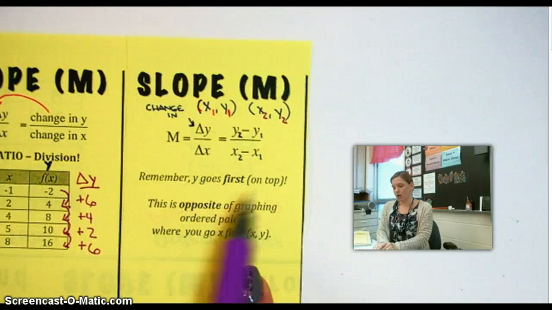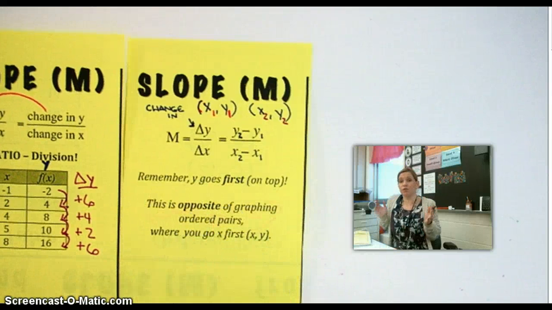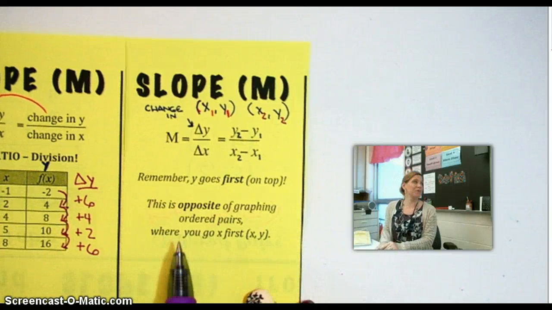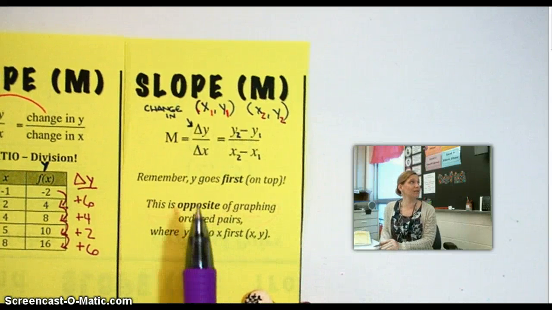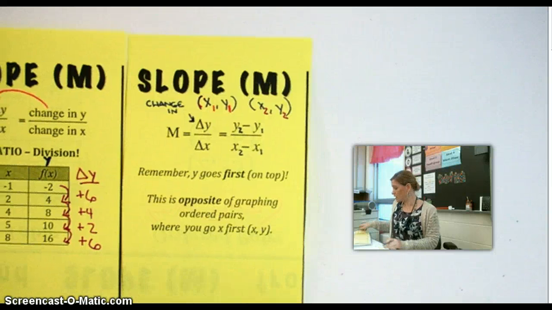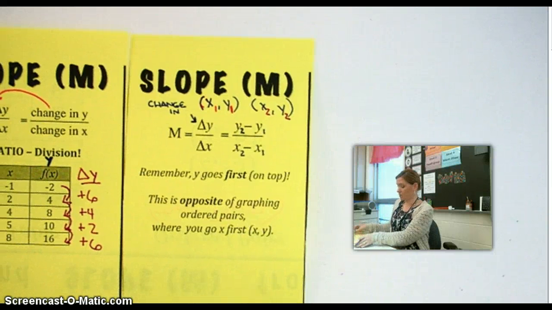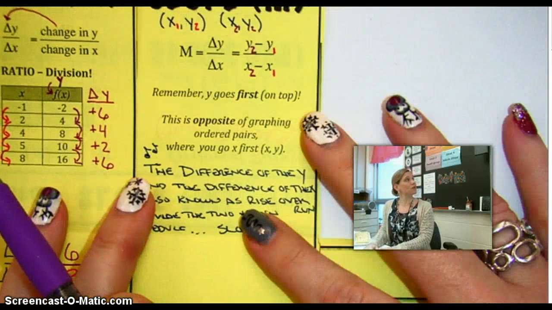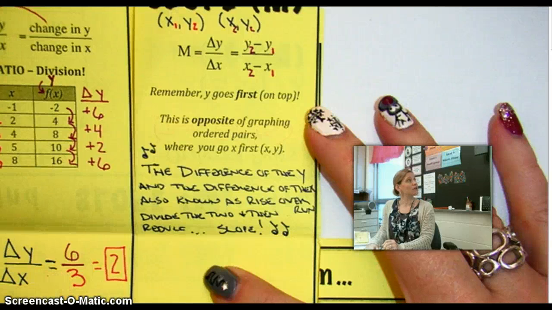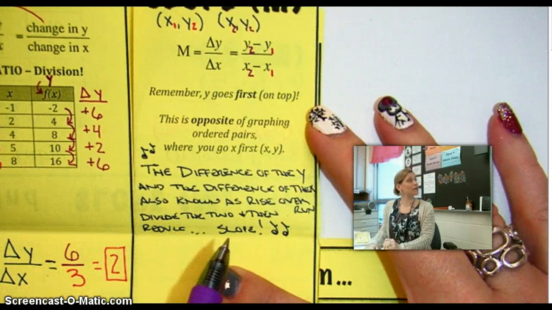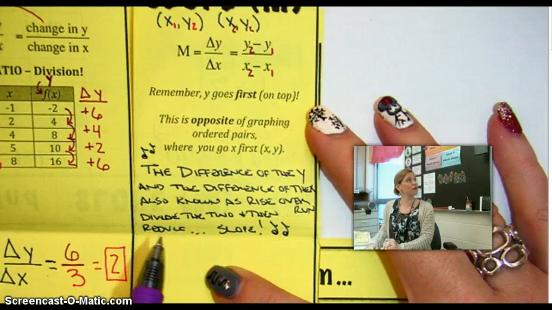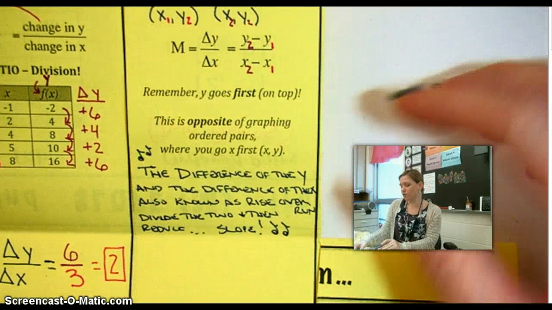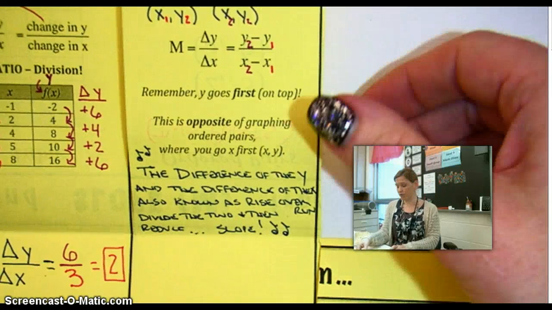You can figure it out. Remember, the y always goes on top, the difference of the y's and the difference of the x's. Remember, it is the opposite of graphing an ordered pair, so that's always the part that tends to get tricky. All right, if you want to at this time, take a minute and write down your little song, so that you have it. The difference of the y and the difference of the x, also known as rise over run, divide the two, and then reduce, and you have slope. Slope, slope, slope, slope. So feel free to write that down in your notes so you never forget it.